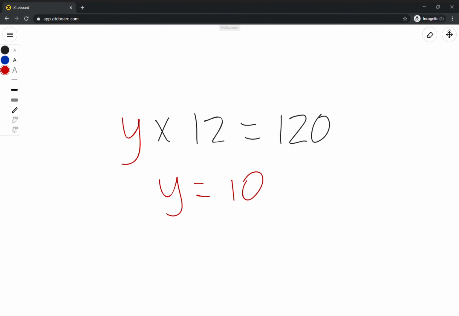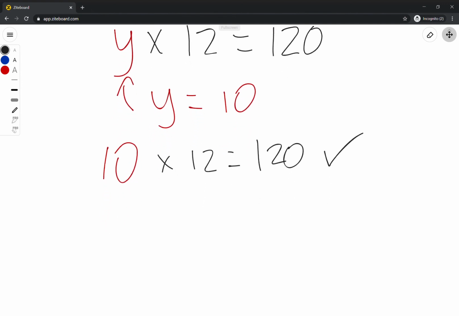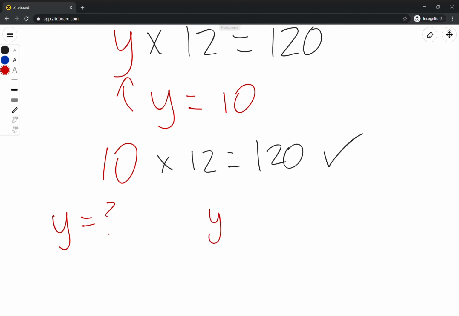Now, if we were to just go check, we would do 10 times 12 equals 120, which is correct. So just to clarify, for this example, we came in knowing that y was some value that we didn't know. But by solving this equation, we're able to eventually identify that y equals 10, or this quantity of 10.